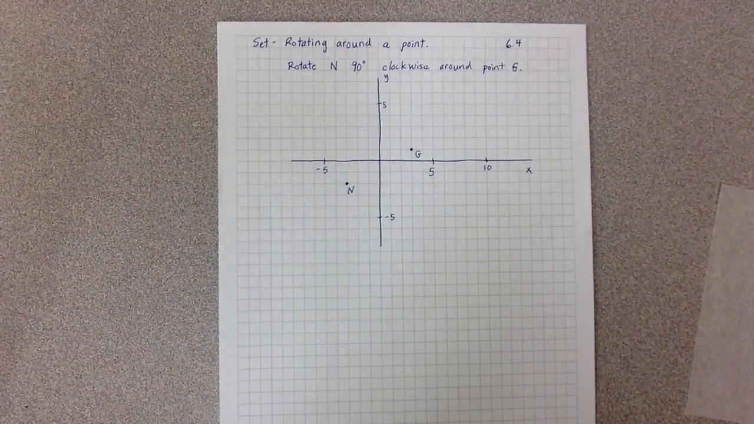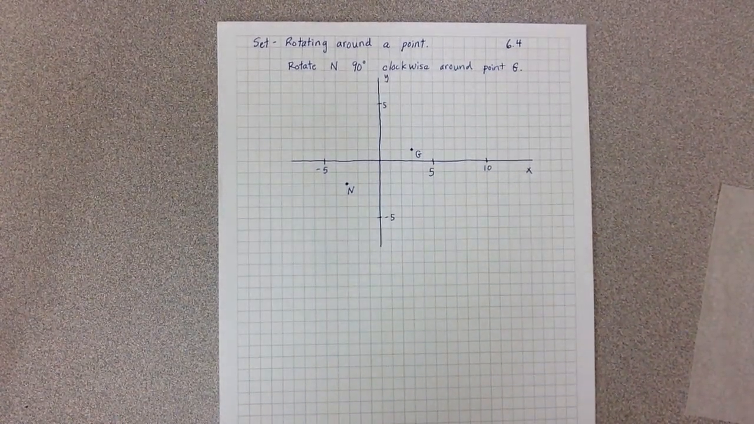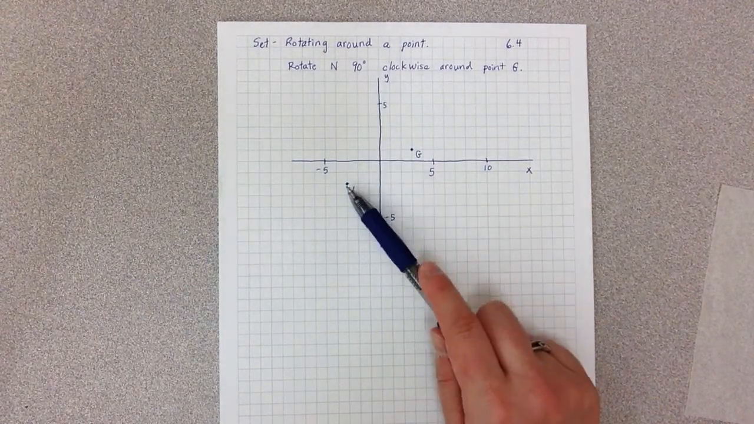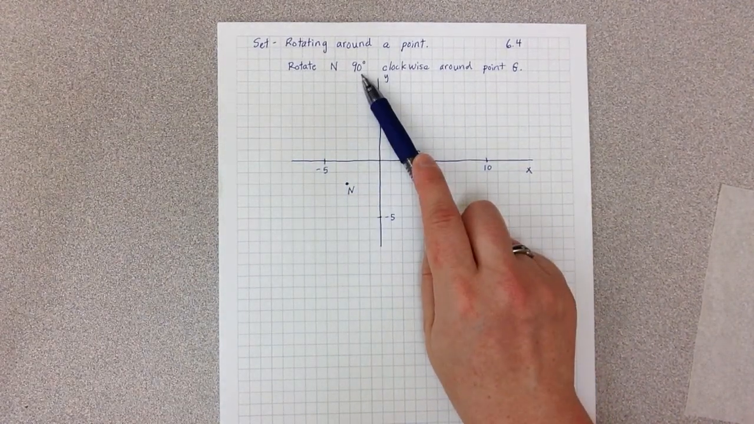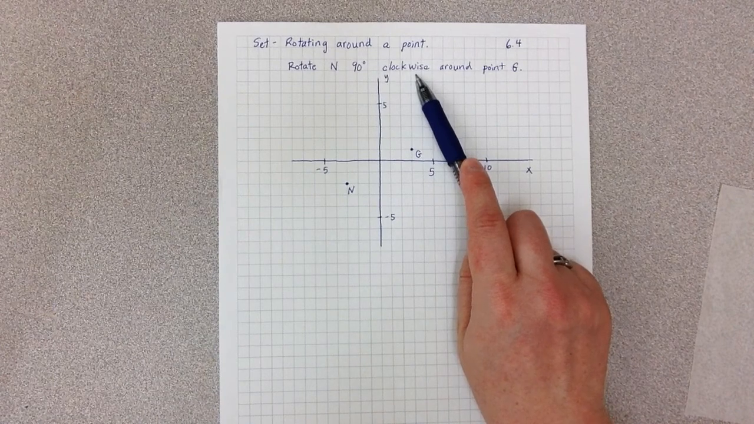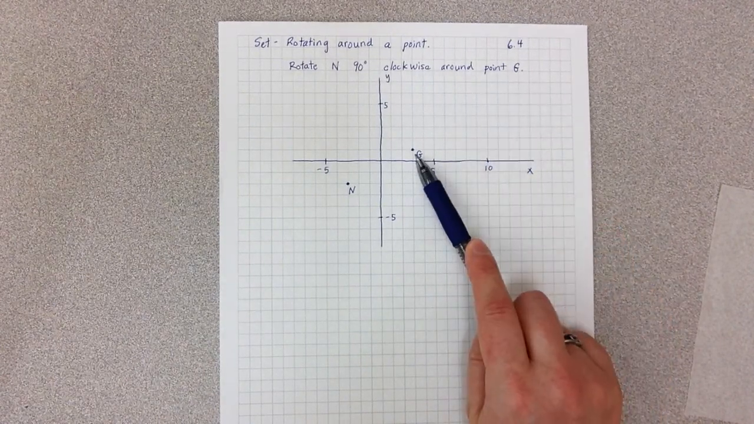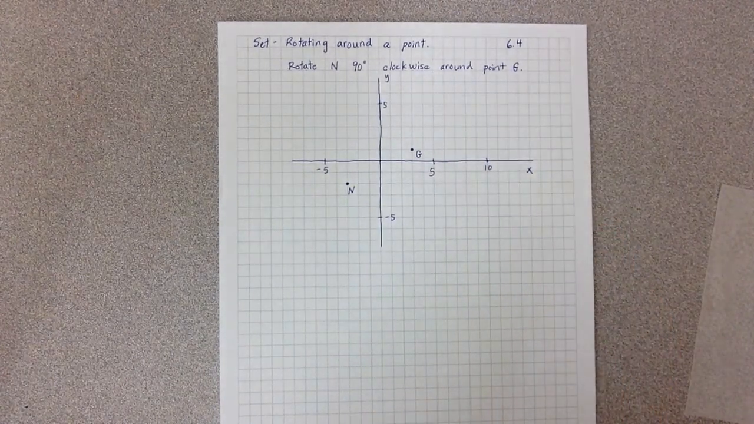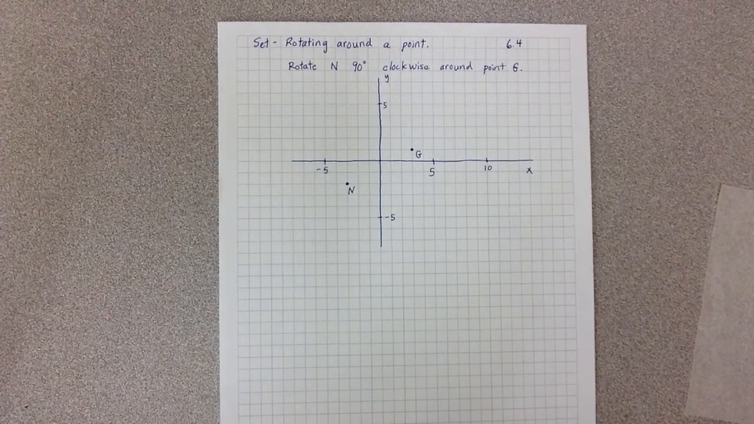These are the notes for the set in 6.4. In the set, you're asked to rotate around a point. So the example we're going to do is we're going to rotate the point N 90 degrees clockwise around the point G. There are several ways to go about doing this.